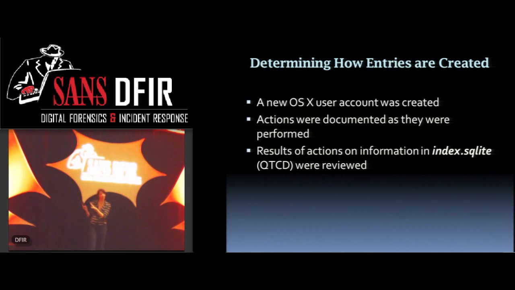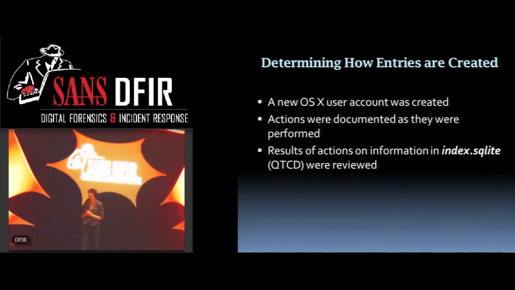But I'm just going to tell you what I did and how I came to my conclusions, and then maybe you can look at it later and say, oh, I want to repeat that to make sure she's right. Or you can look at this and say, okay, I'm going to trust her, whatever you want to do. Just going to tell you what I did. I created a new user account. I performed actions, and as I was doing it, I wrote down on pen and paper, I know, crazy, what I was doing and when I was doing it. And then I looked at this index.SQLite database and said, okay, that action caused this entry to be made. Looking at it in Quick Look made no observable entry, so now I know that Quick Look has nothing to do with this database.